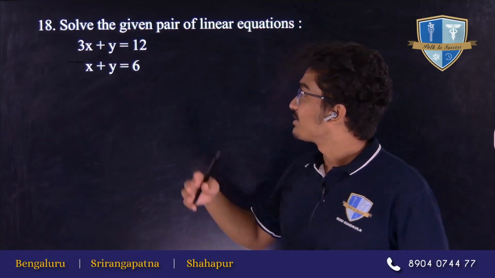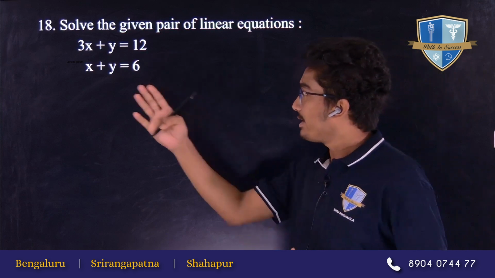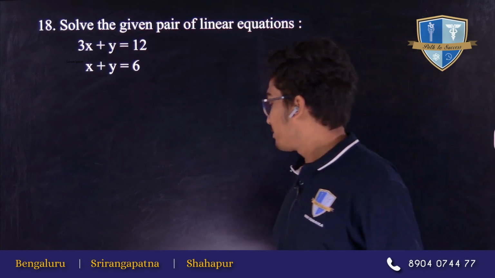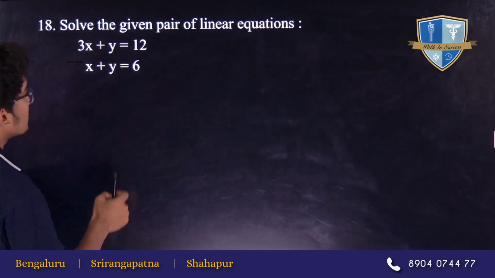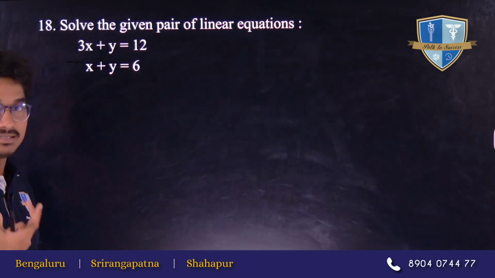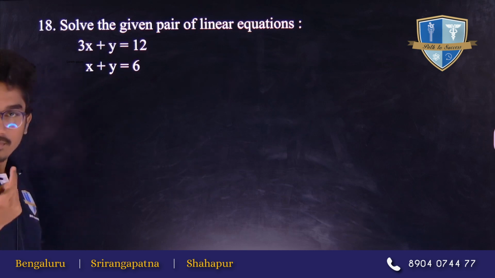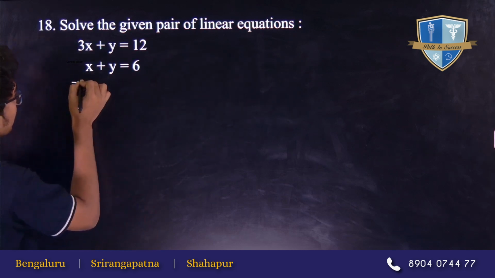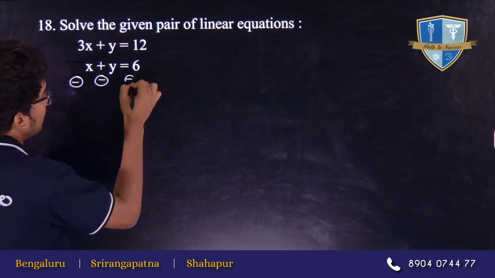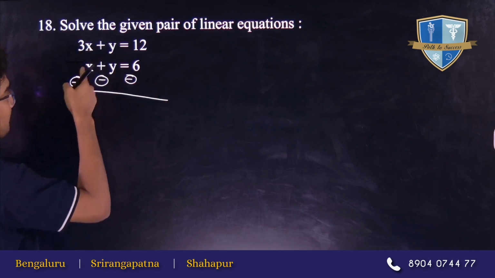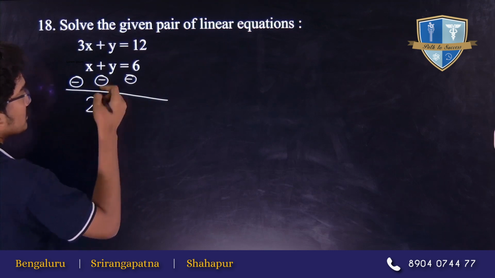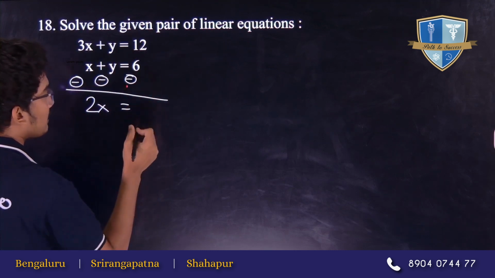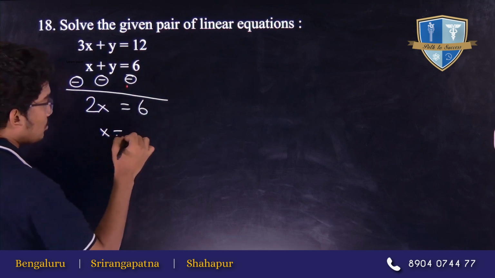So next question is, solve the given pair of linear equations 3x plus y is equal to 12 and x plus y is equal to 6. We are supposed to solve this and we'll use the elimination method because we are seeing same terms. Whenever we are seeing equal terms, that means we will use elimination to eliminate that term. So in elimination, what we'll do? We'll do subtraction, negative sign and a negative sign. So 3x minus x will become 2x, y minus y will become 0, is equal to 12 minus 6 will become 6. So x is equal to 3.